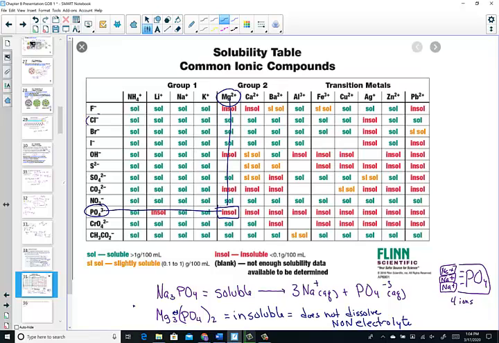You had one more. You had potassium hydroxide. So you found the first name potassium.